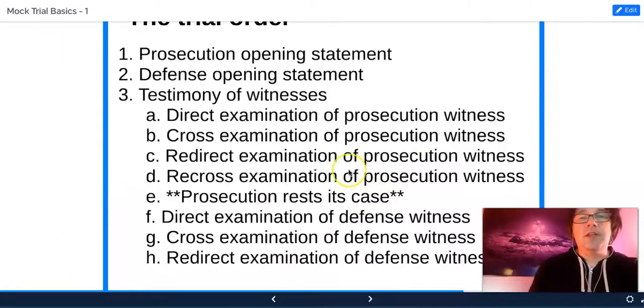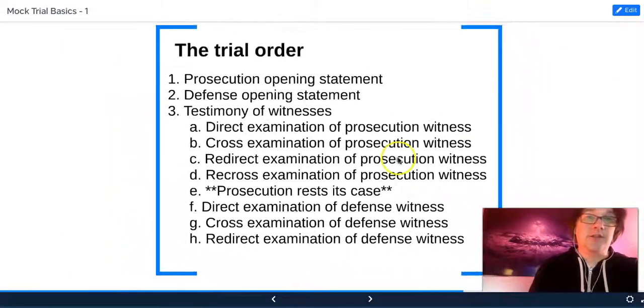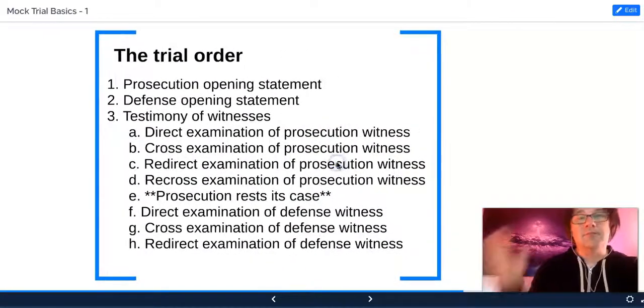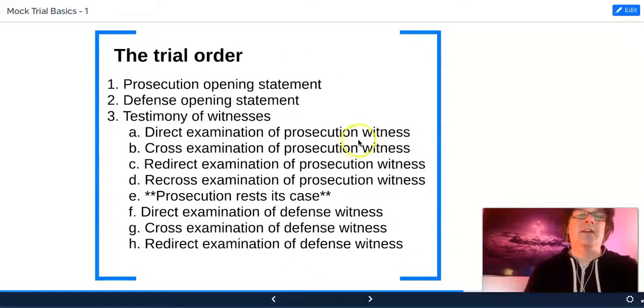Okay, so the order of a trial, what actually happens, and the sequence of events that occur. The trial begins with the prosecution making an opening statement, and we'll see what opening statements are all about in a little bit in the next part of this video. But the prosecution will start with an opening statement, then the defense will make its opening statement. This is followed by testimony from witnesses.